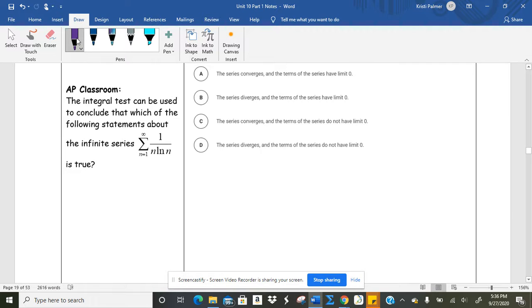Okay, so this one wants to know the integral test can be used to conclude that which of the following statements about this series is true. I'm going to give you the answer and see if you can keep going, but it is B. And if you want to do it in class, we definitely can.